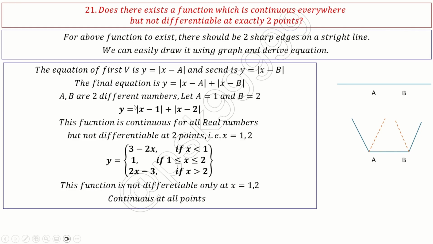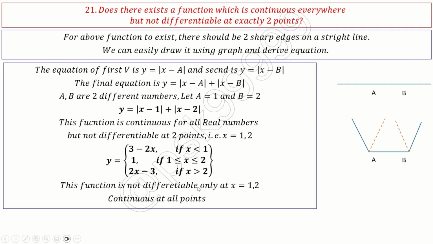Okay, so if I write this one in the definition form: for x less than 1, both are negative, so it will become 1 minus x plus 2 minus x, which is 3 minus 2x. If it is between 1 and 2, then x minus 1 is positive and 2 minus x, so this will be 1. And if x is greater than 2, it will become 2x minus 3.